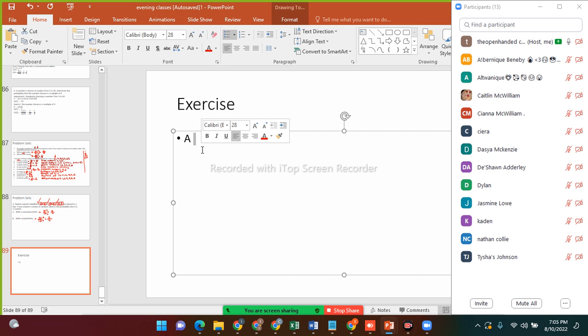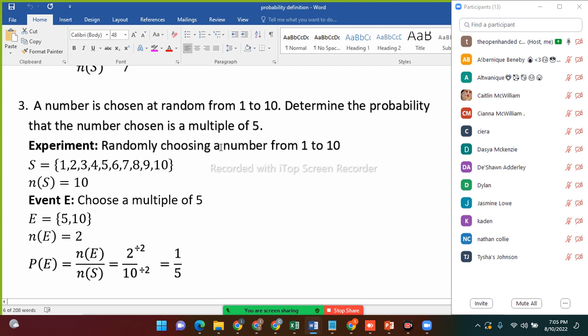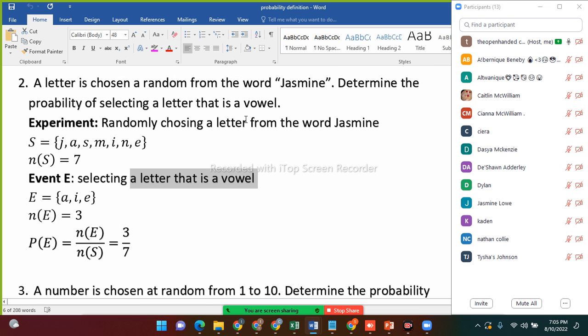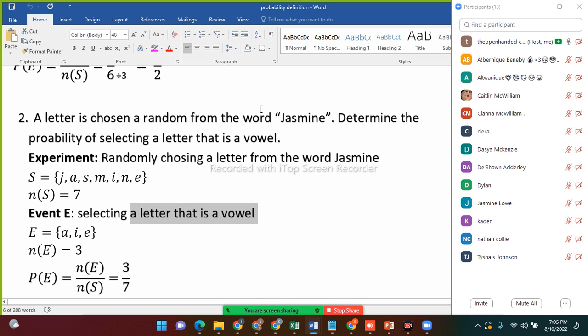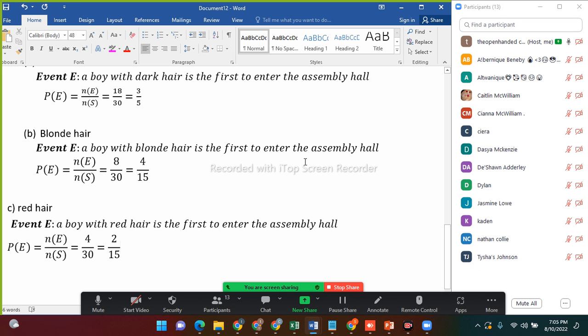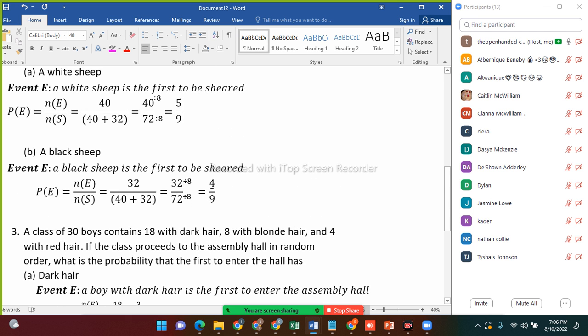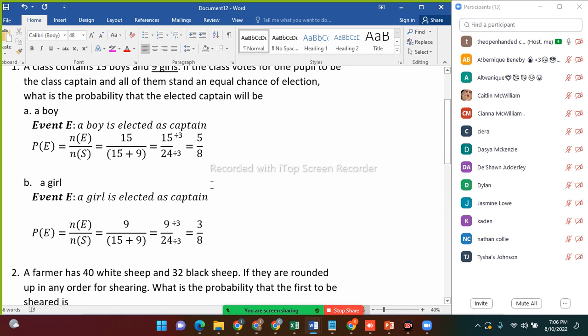Look at the questions that we've gone through. We went from choosing numbers at random from 1 to 10, to choosing letters randomly from the word jasmine, to rolling a fair die. Today we looked at the probability of selecting people from a class, the probability of a person having dark hair, blonde hair, red hair, black sheep, white sheep with a farmer, and selecting someone as a captain.